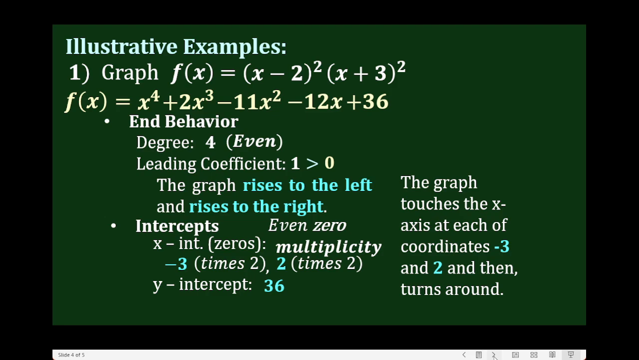Then what else do we need after the end behavior and the intercepts? We need also to determine the maximum number of turning points of the graph. And to determine the turning points, that depends on the degree, because the maximum number of turning points of the graph is always one less than the degree of the given polynomial function. So in this case, the maximum number of turning points is 3. And with that, we are now ready to trace the graph of the given polynomial function.